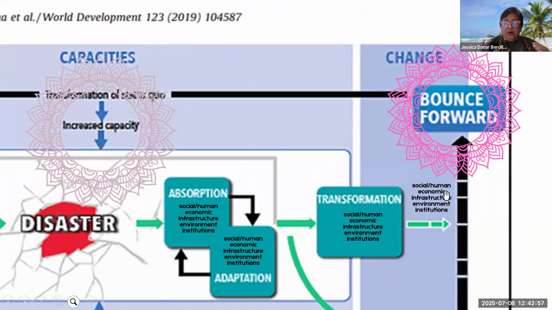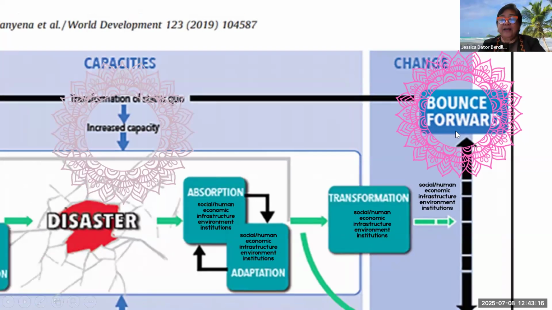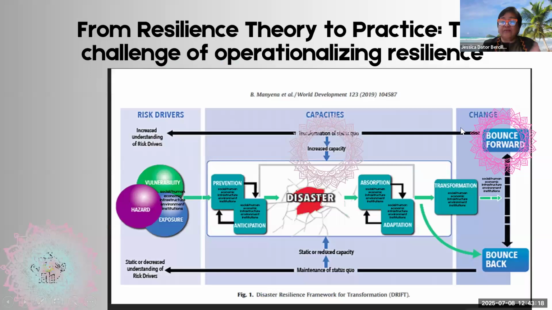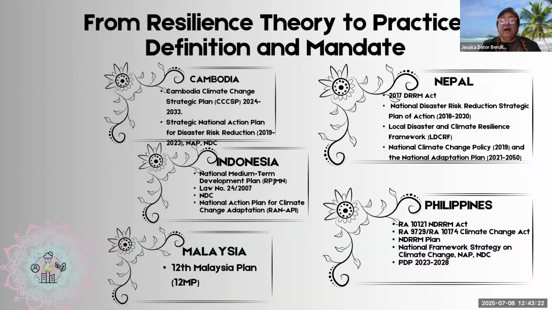Now, we all know that there are schools of thought that say there are many lotuses, but the pink lotus is desired, bouncing forward, being able to be better than what we were before is the state that we want to be in, no? And that's why resilience is akin to how lotuses grow.